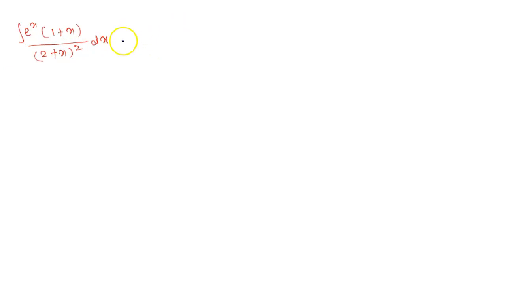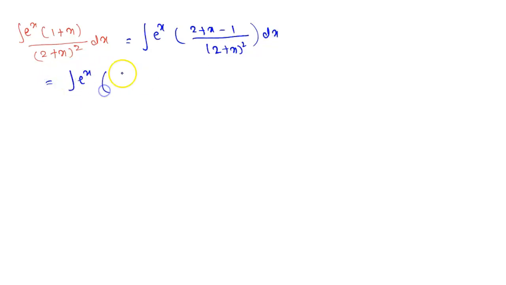So here, depending upon the denominator, we are changing the numerator function. Here the denominator is 2 plus x, the numerator is 1 plus x. So add and subtract 1, like this we are getting, by (2 plus x) whole square dx. Now separate that function here: e power x into [(2 plus x) by (2 plus x) whole square minus 1 by (2 plus x) whole square] dx. So here I can cancel one 2 plus x.